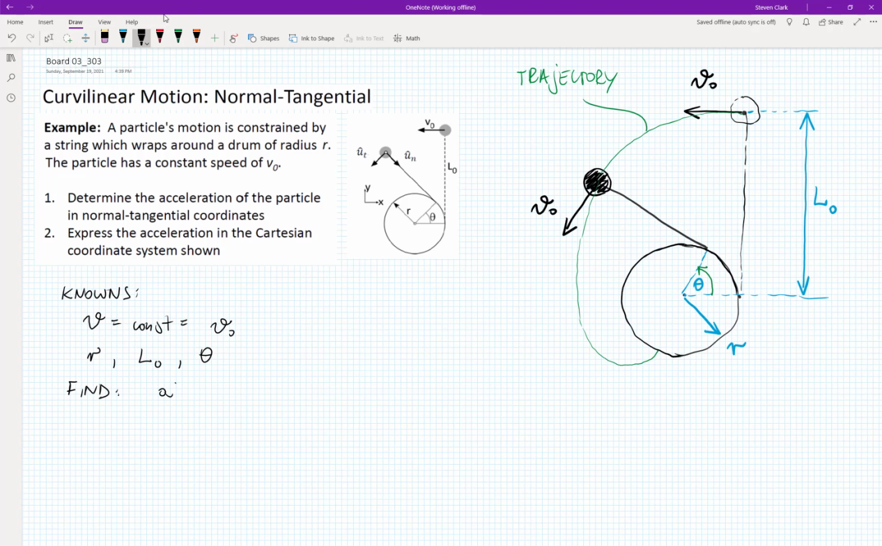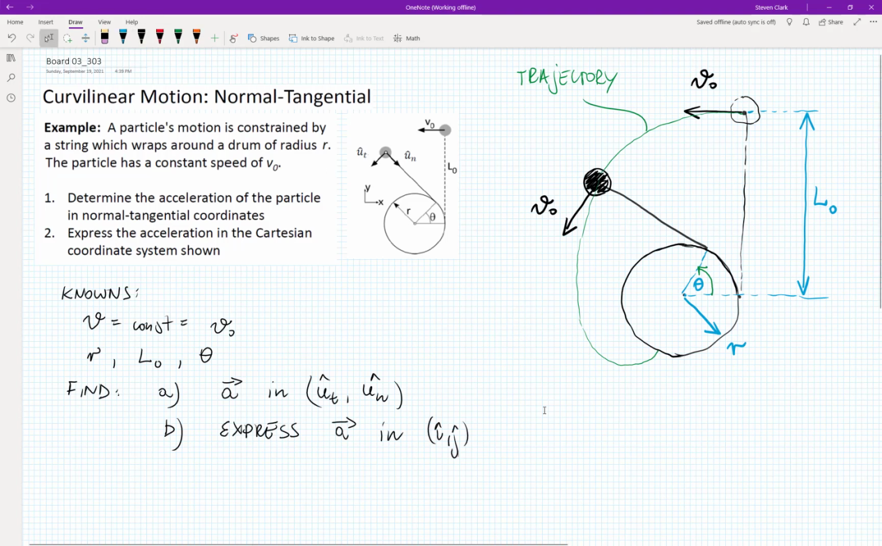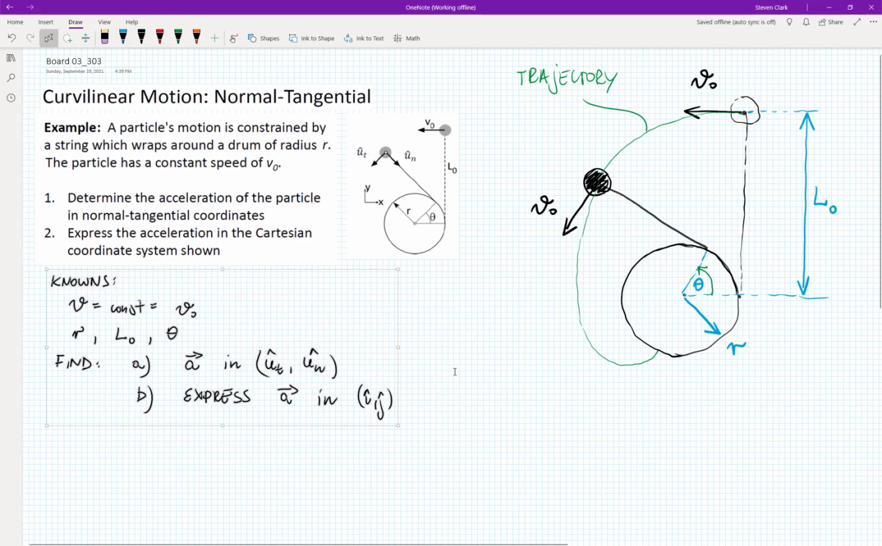And what do they ask us to find? First of all, in part A, they ask us to express A in ut and un. And then in part B, they told us that once we solved part A, they want us to express A in i and j. So that's our goal for today. Any questions about the problem statement?